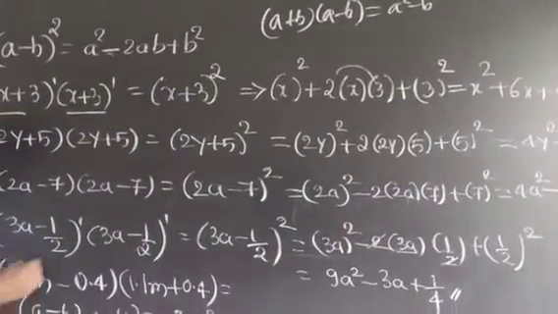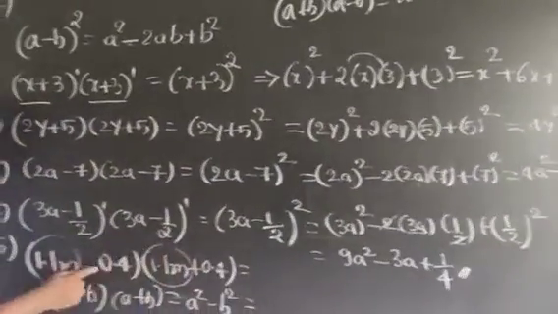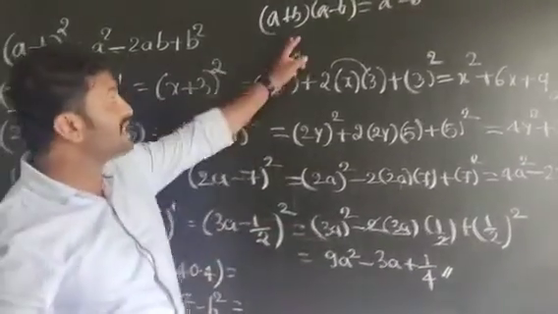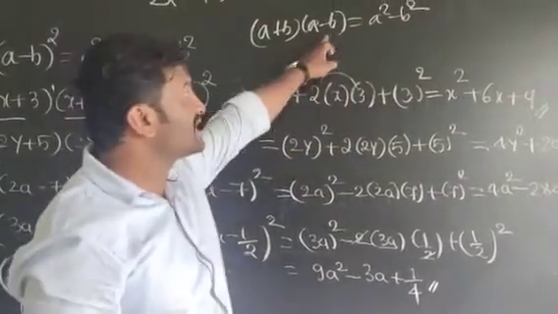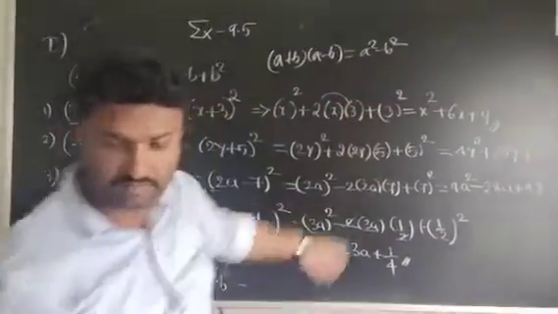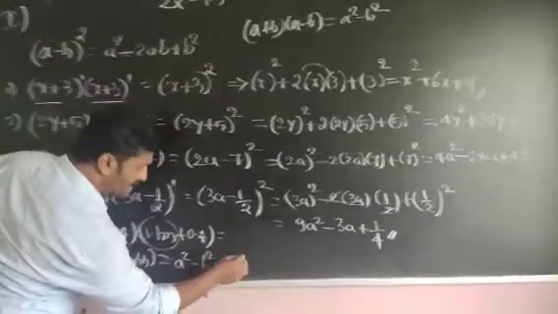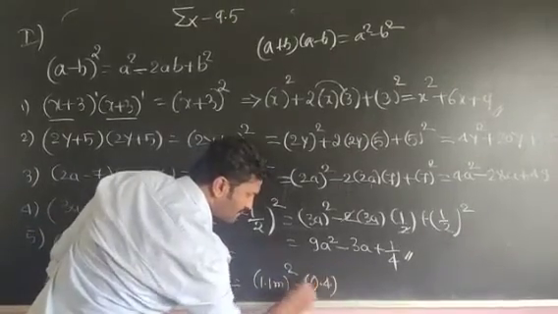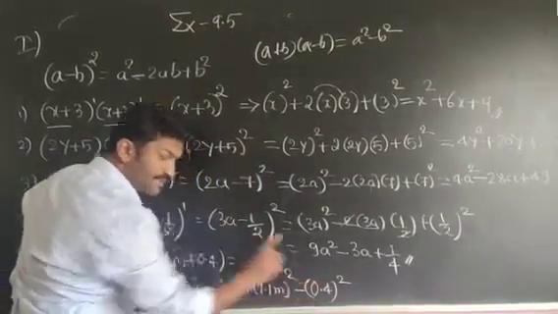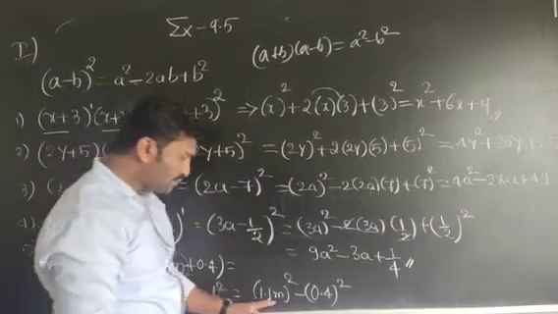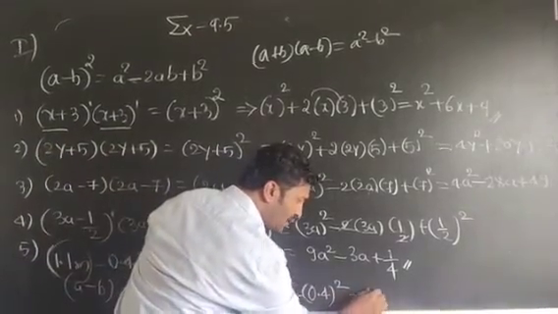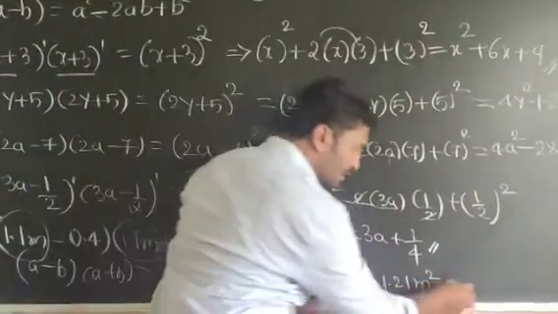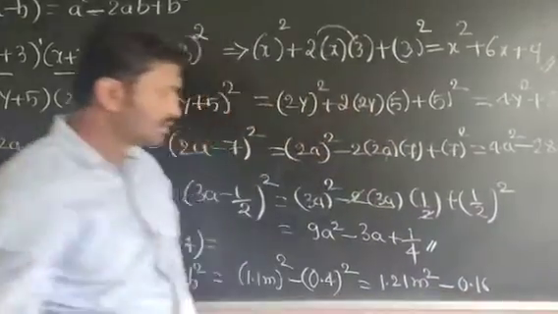Here the a value is same on both sides, the b value is also same, in between plus and minus. In this case, I have to use this identity: a plus b into a minus b equals a square minus b square. Here the a value is 1.1 m whole square minus 0.4 whole square. 1.1 m whole square is 1.21 m square, minus 0.4 whole square, 0.16. Okay, that is the answer.